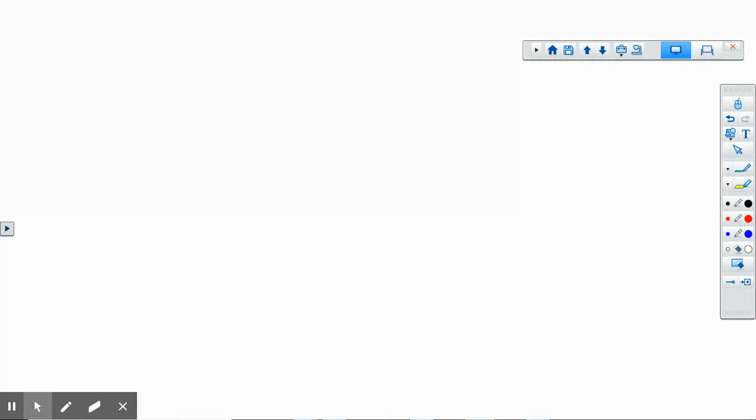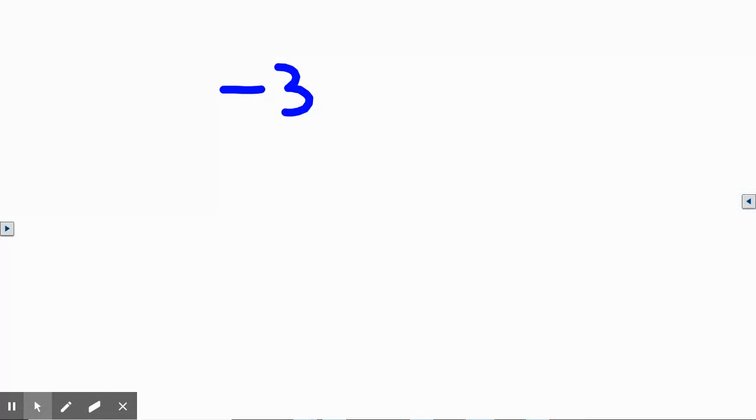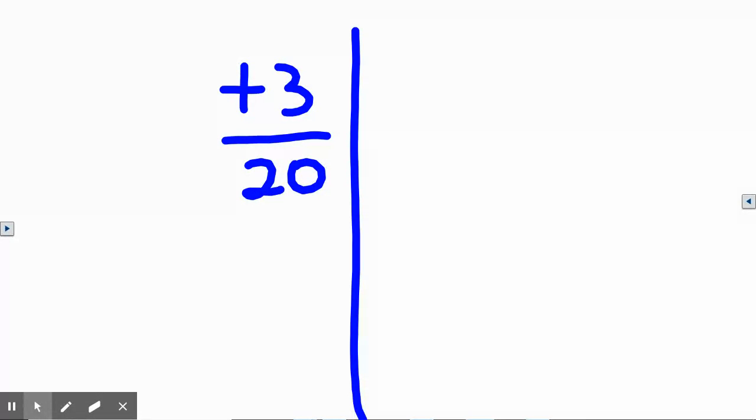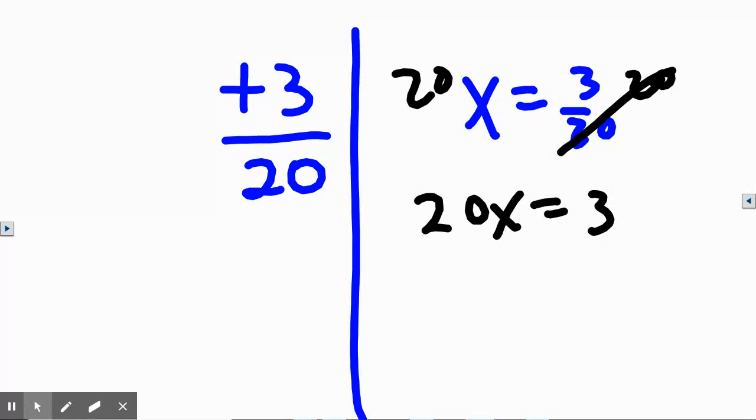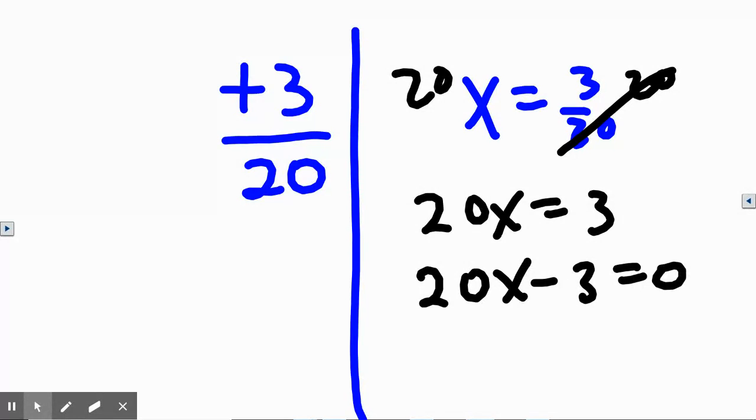Let's try one more, or you can pause if you're done. I won't feel bad about it. All right, so how about positive 3/20? If positive 3/20 is the 0, what's the root, or what's the factor? Well, x is equal to 3/20. Multiply both sides by 20, or you can do cross products if you'd rather do it that way. All right, so 20x is equal to 3, and then we subtract 3 to get 20x minus 3 equals 0.